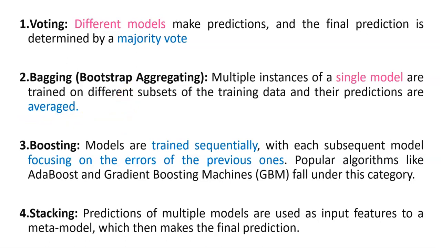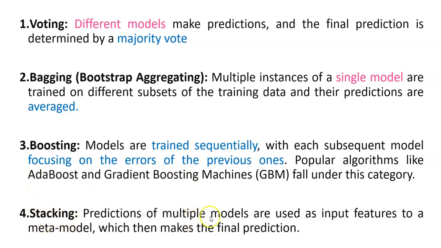Remember one thing, if we are focusing on a classification problem, we can choose the voting technique, and if we are focusing on a regression algorithm, we can choose averaging or weighted averaging. Then in boosting, the models are trained sequentially with each subsequent model focusing on the errors of the previous one, and those identified errors are rectified in the next training process. We will see some of the boosting algorithms.